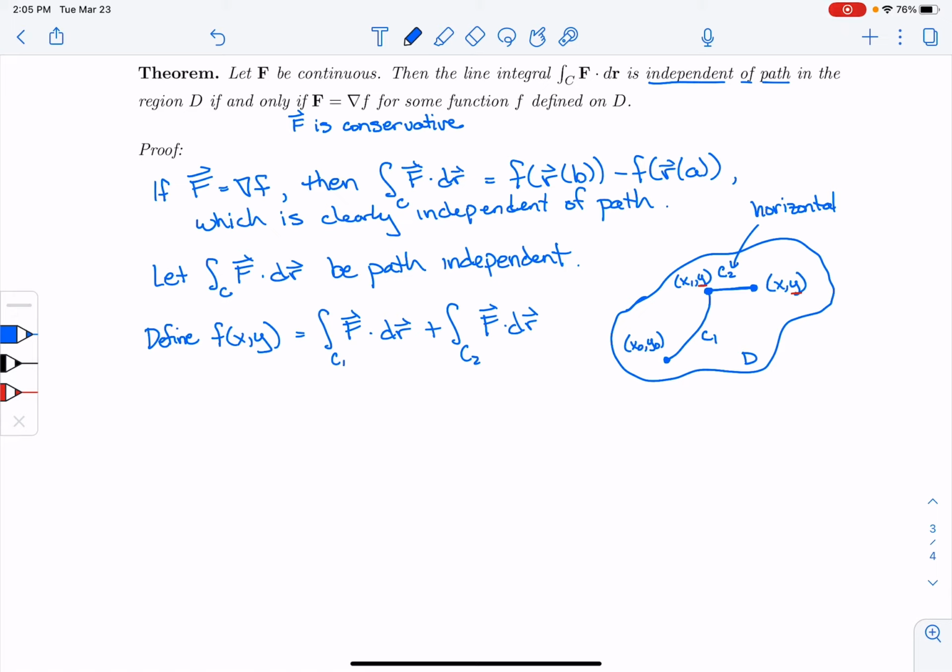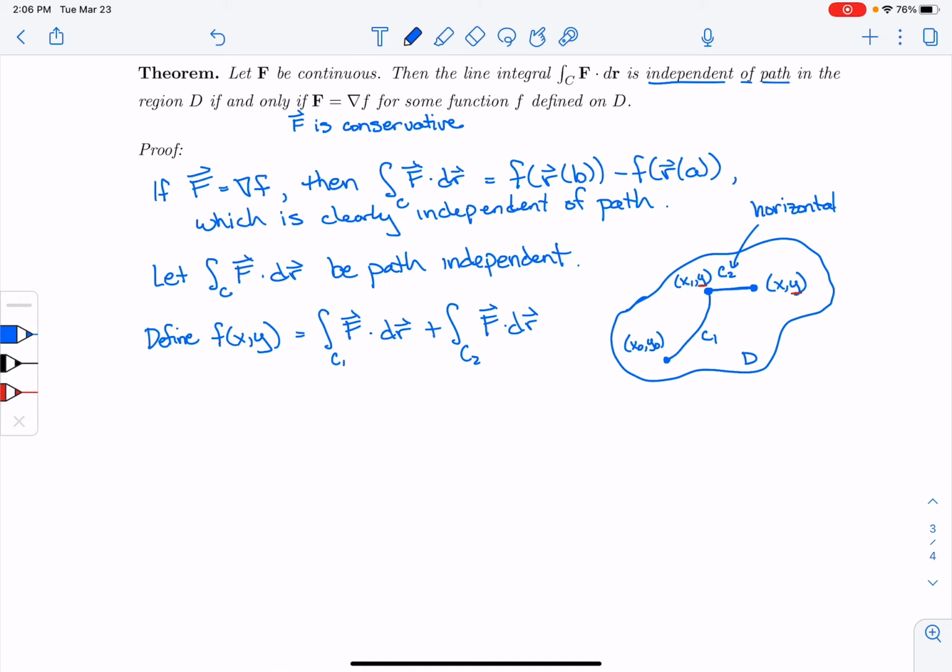Okay, so that's how I'm going to define my potential function f of xy. It's going to be the integral across C1 of F dot dr plus the integral across C2 of F dot dr. And notice it is a function of x and y because the integral ends at the point x, y. You can imagine that I can move around the point x, y, and I just have to change what my paths C1 and C2 are, making sure that C2 is always horizontal.